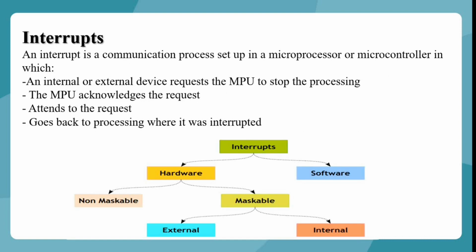Interrupts. An interrupt is a communication process set up in a microprocessor or microcontroller in which an internal or external device requests the MPU to stop the processing. The MPU acknowledges the request, attends to the request, and goes back to the processing where it was interrupted. It is used whenever there is an immediate access from an external device to the MPU.